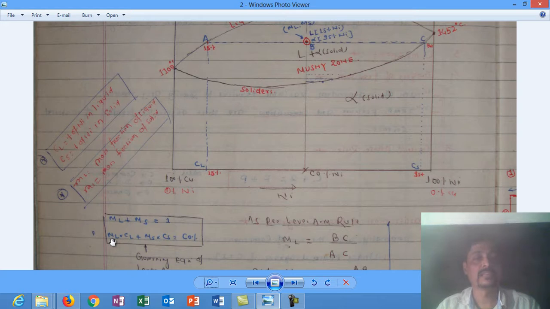ml is the mass fraction of liquid, Cl is the percentage of nickel in liquid, ms is the mass fraction of solid, this is alpha, and Cs is the percentage of nickel in the solid phase. If you multiply ml with Cl and ms with Cs and add both, we will get the overall percentage of nickel that is there.